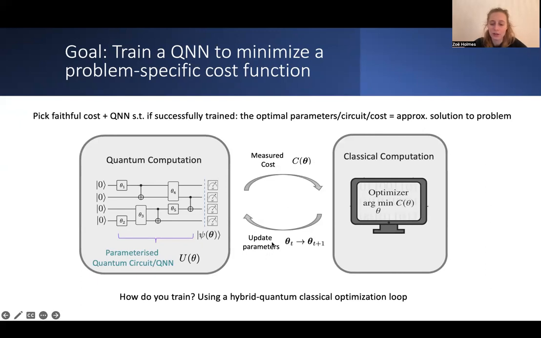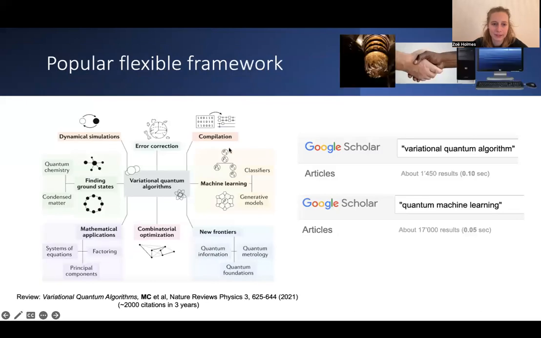And then whatever your parameters are that minimize your cost, or maybe the minimal value of the cost you get, or the optimal circuit that minimizes cost, you're going to design your circuit, design your cost such that whatever you get out at the end of the optimization procedure, if all has worked nicely, is an approximate solution to whatever problem you're trying to solve. Okay, so this is a very, very popular and flexible framework.